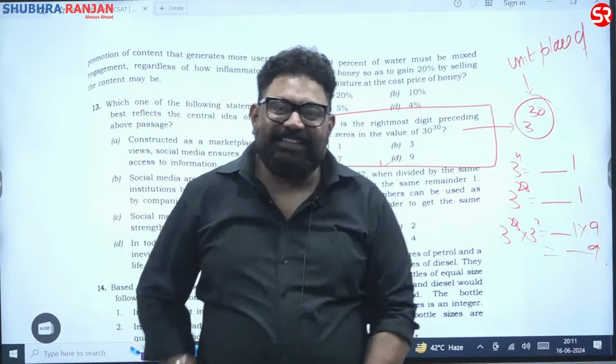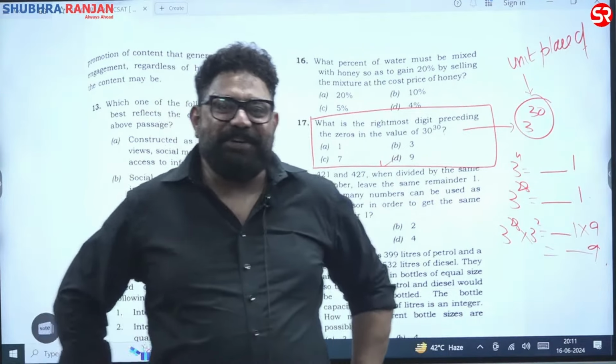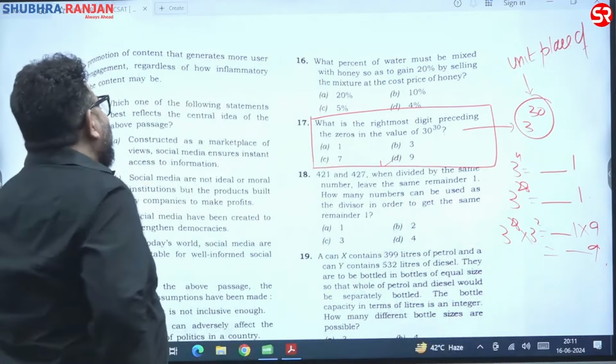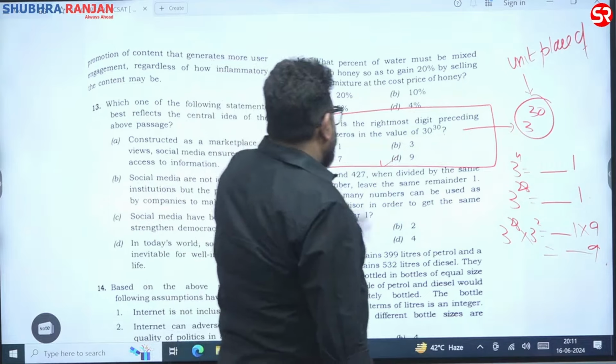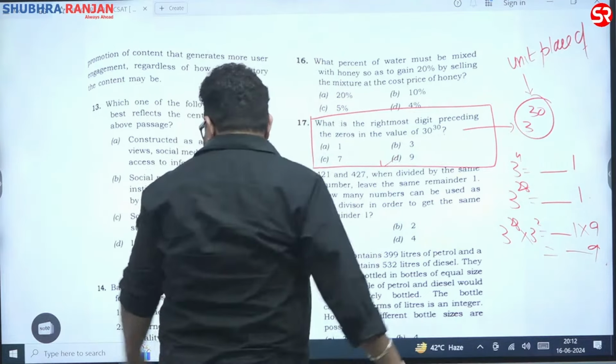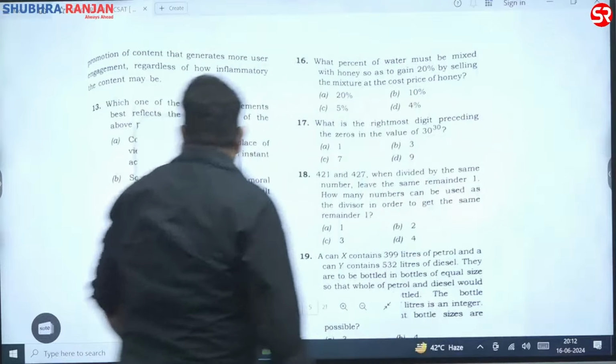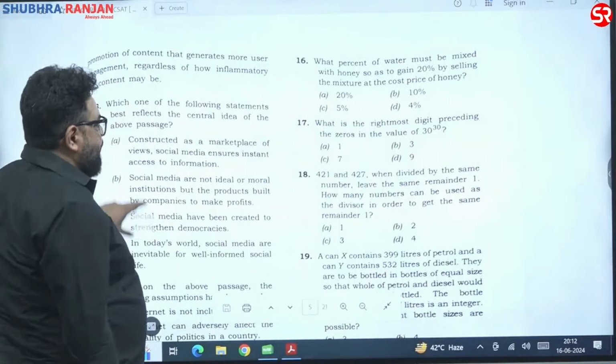I think this is one paper where you should have attempted all the quant reasoning questions, isn't it? This is so easy. Can I erase this? Let's erase this. HCF LCM, people hated it, right sir? I don't like it either.